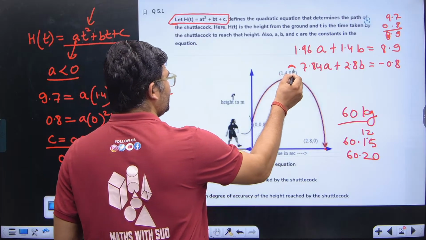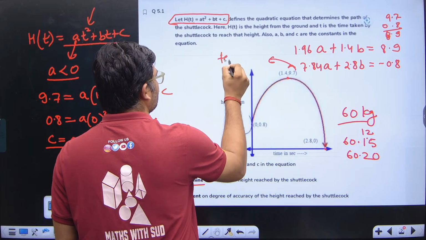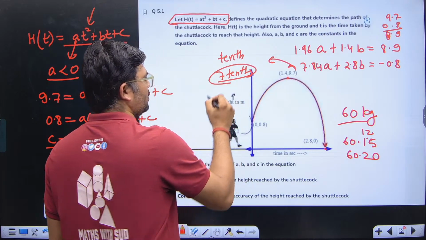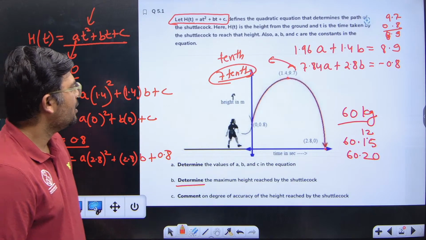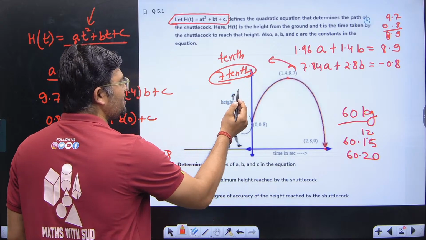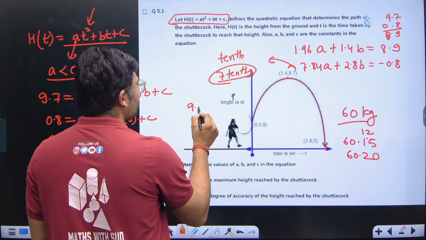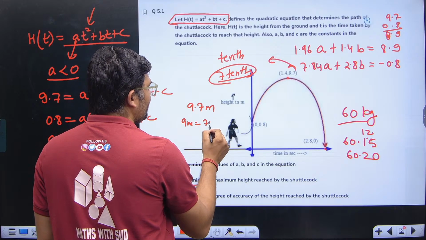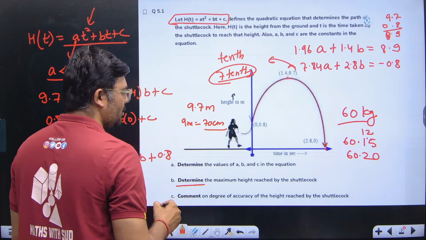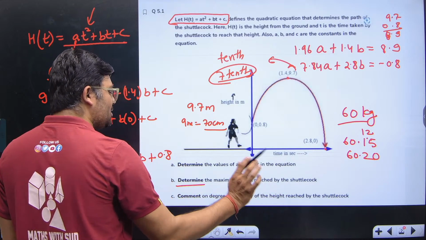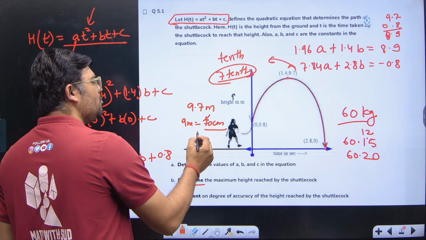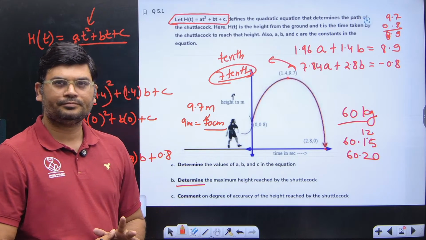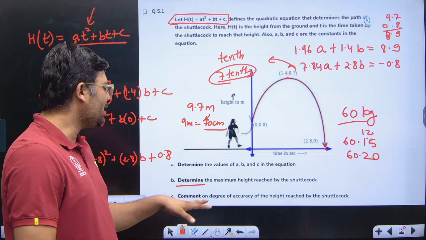So the degree of accuracy as per me is nearest to 10th, because you have been given 9.7. Are you getting it? And 0.7 means what? If I ask you 9.7 meter, so 9 meter and 70 centimeter. Are you getting it? Yes, sir. So the degree of accuracy is, as per me, nearest to 10th of a meter, 70 centimeter. If I need to comment, I will comment like that only.